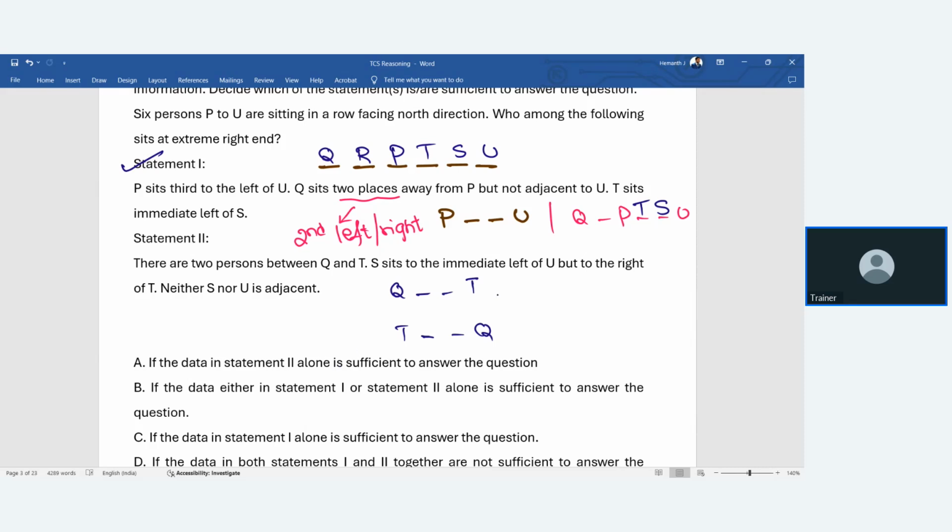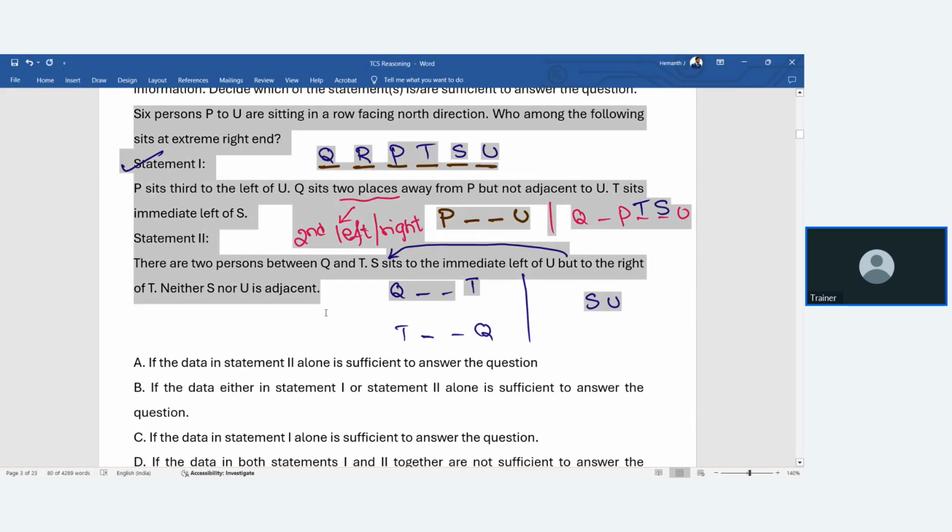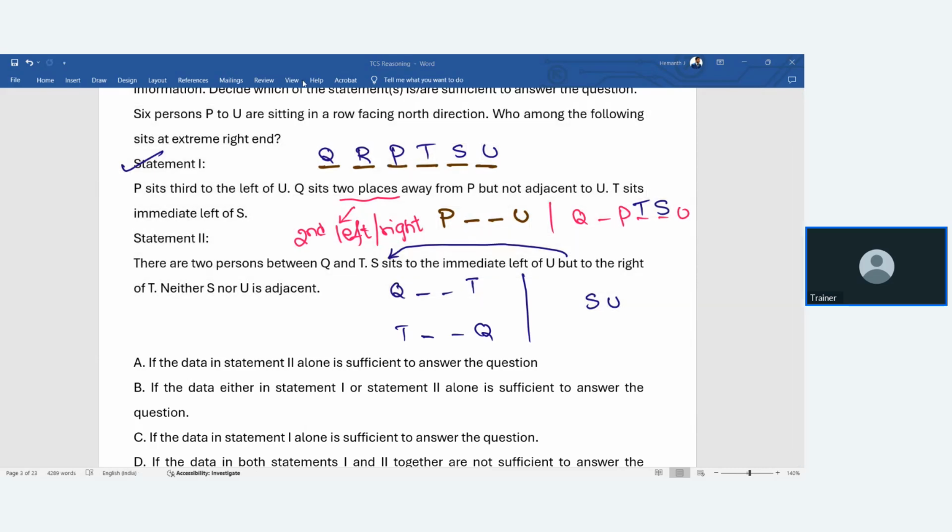S sits immediate left of U, but to the right of T. S is immediate left of U, but it means it's related to S only. S is right of T. Neither S nor U is adjacent. S is immediate left of U they given. I think there is a line missing. Neither S nor U is adjacent to someone. Let me check that line. Otherwise there is some mistake. They given immediate left and then not adjacent is not acceptable. I think so there is a line missing.